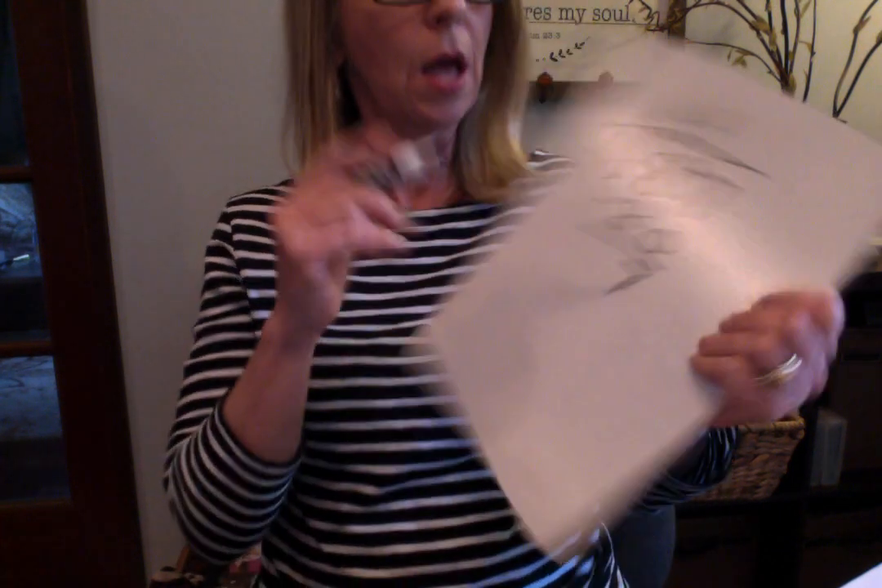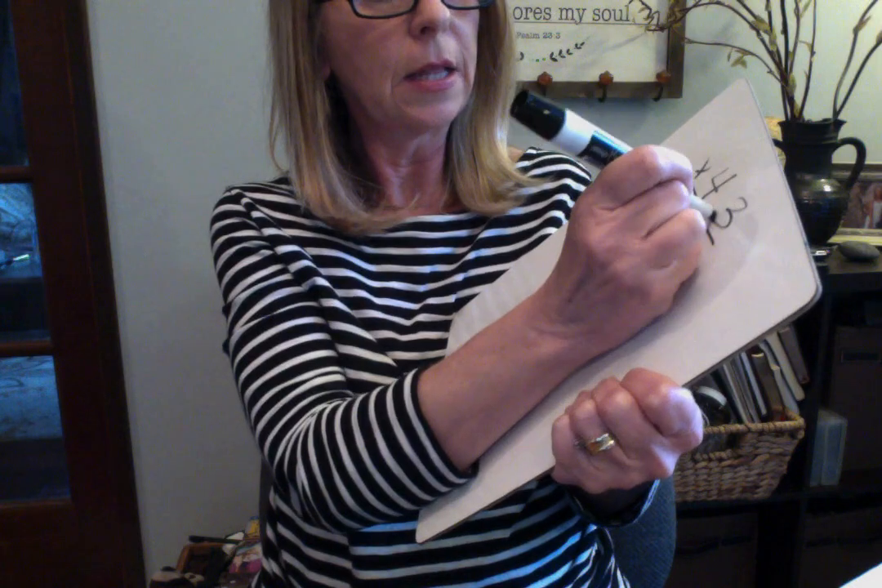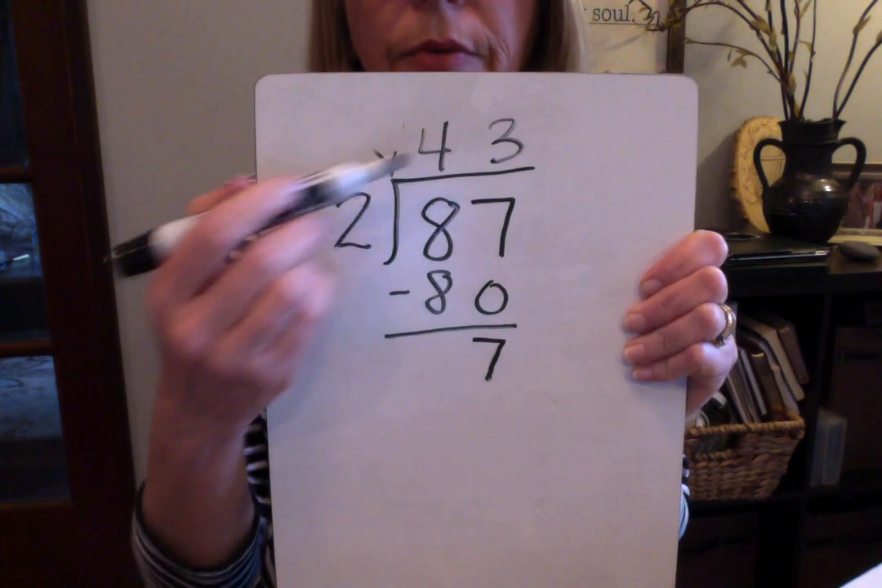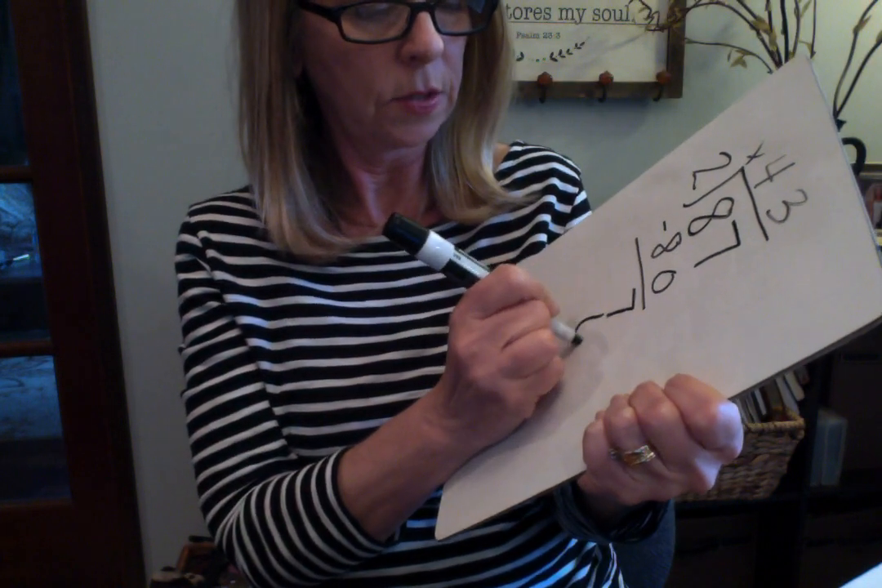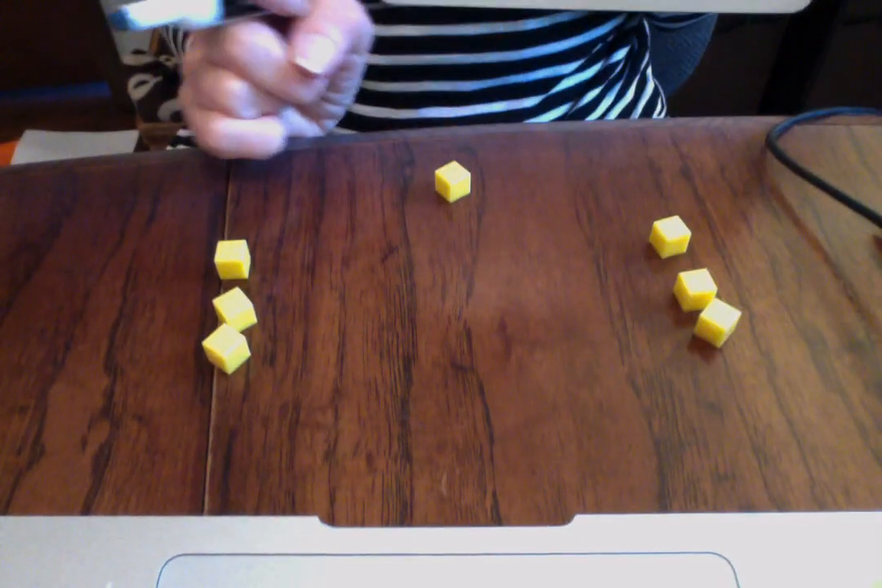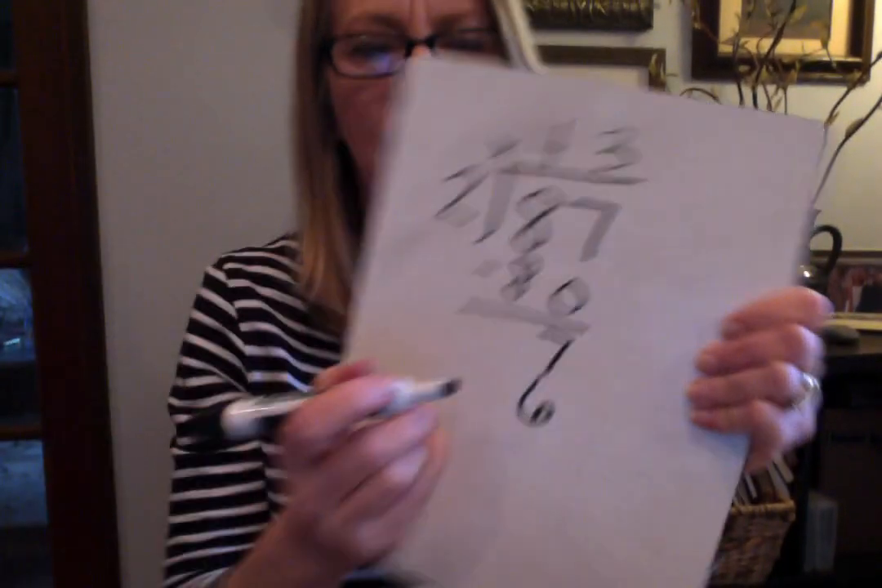So we put a 3 here in the ones place, and then we go ahead and multiply 3 times 2, and that equals 6. So we put 6 in the ones place because remember, we were able to take care of 6 of the ones, right? So we subtract those out.